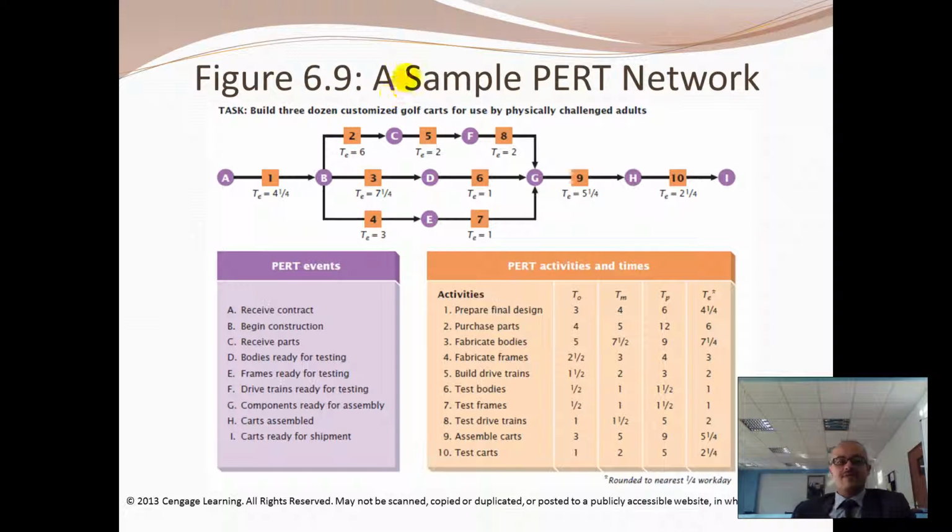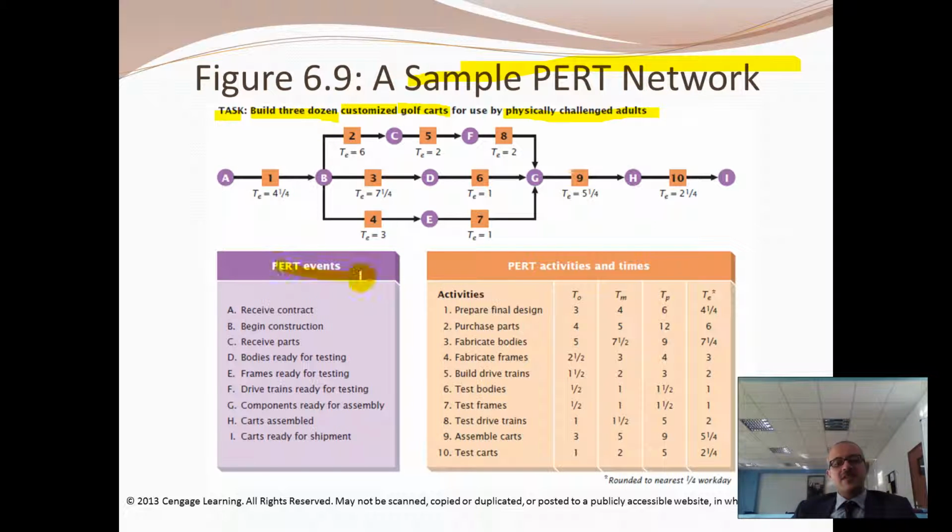This is an example, and this is a simple Pert network. And we have a task. We want to build 3 dozen. You guys know what's 3 dozen? 3 multiplied by 12 equals 36 units of customized golf carts. You know what a golf cart is? Did you play golf? It's a small cart that you can drive. We want to make 36 of them. And we want to make them for physically challenged adults. So they need to have a special design for physically challenged adults.